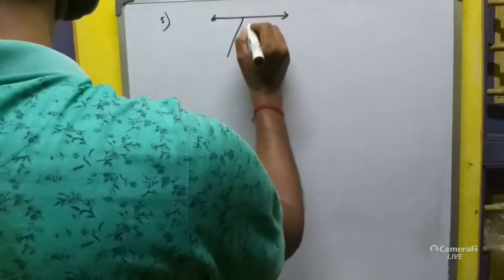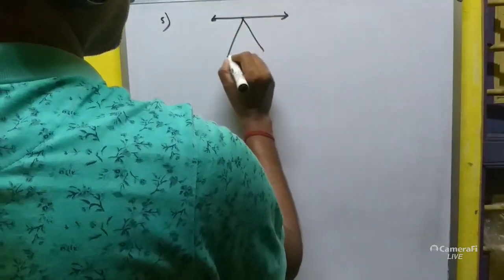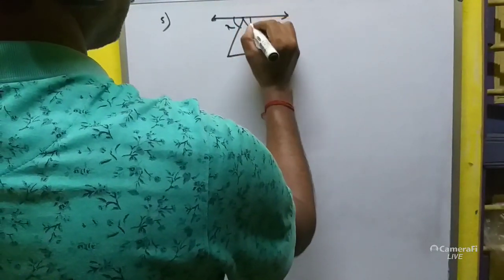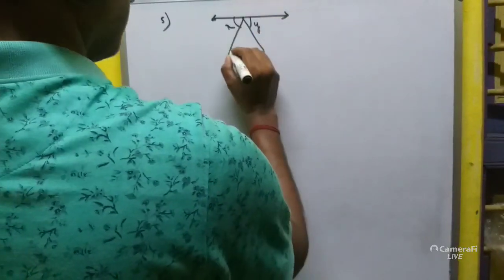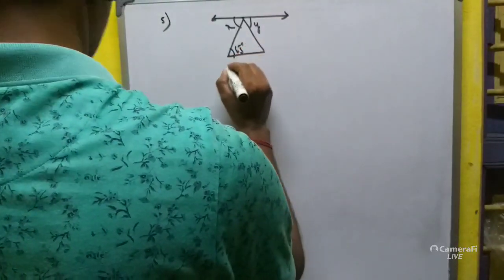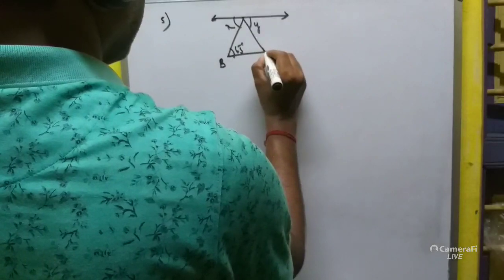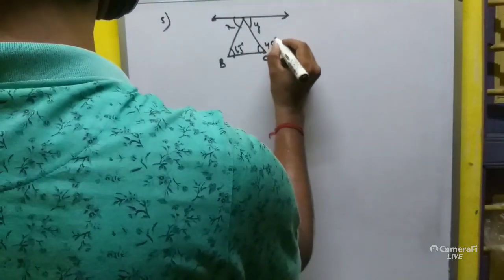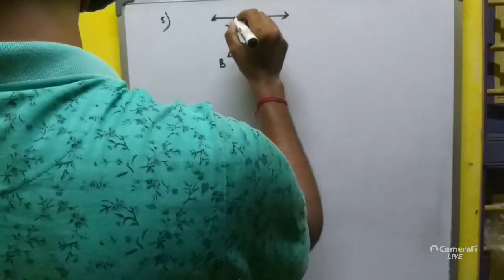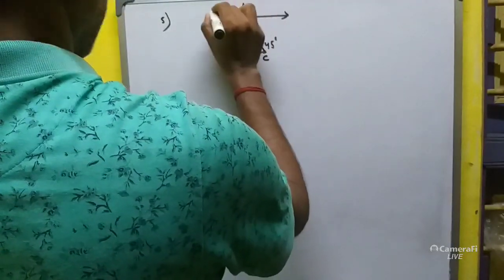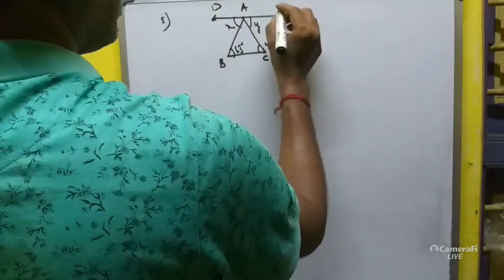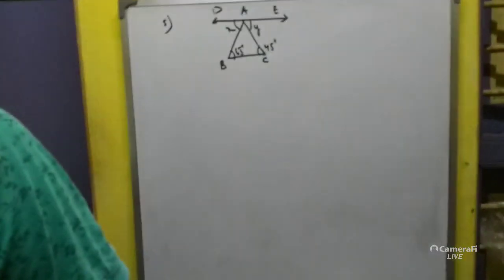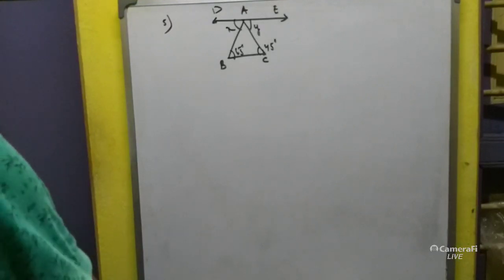And this is the triangle. And this angle is x, this angle is y. This is 65 degree. B. This one angle C, 45 degree. Name is given, this one A, D and this one E. So you have to find out x and y.